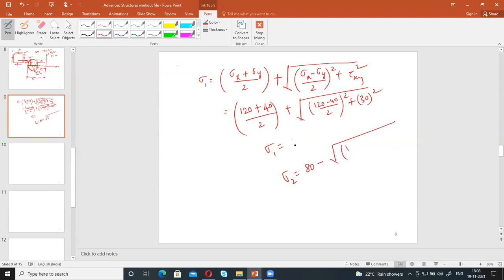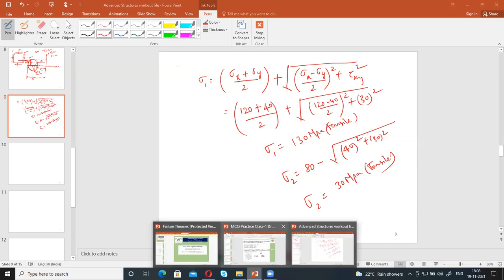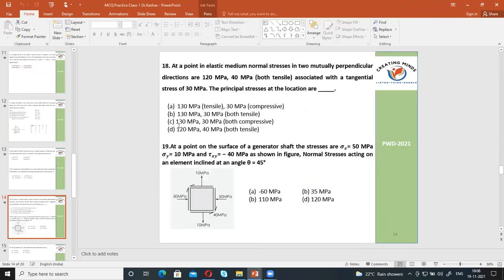130, sir. 130, yeah. Okay, 130 MPa tensile, you are getting positive. For this, how much MPa? 80 by 2 is 40 square plus 30 square. How much is it coming? 30 MPa, sir. Positive or negative? Positive, sir. It is also tensile. Let's see the answers. Both the tensions.